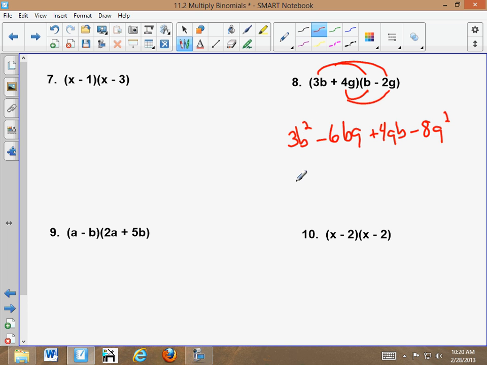There are no other 3b squared terms, so 3b squared stays the same. Now, bg and gb are the same thing. Order doesn't matter. Negative 6 plus 4 is negative 2, bg or gb, it doesn't matter. There's no other g squared, so negative 8g squared stays the same. Okay? That's your answer.